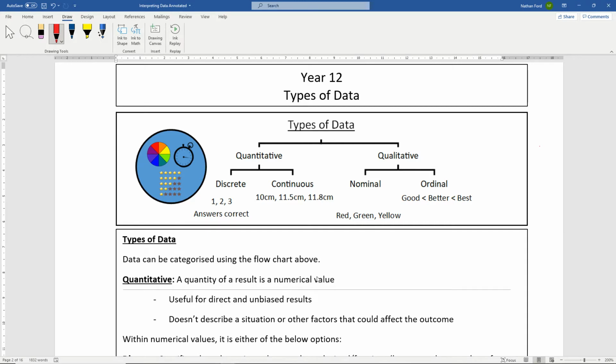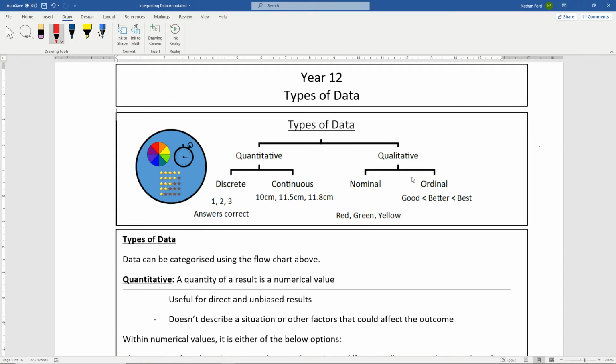The other one is that we've got qualitative data. Now, qualitative data is where we're talking about a quality. So if I wanted to talk about a quality of a person, I could say they're good, they're bad, they're a very happy person, they're a very sad person. I'm less likely to talk about numbers here. So that's why qualitative data is when we're talking about words. So that's your first two main types. Now, you would have learned that in the earlier years, but that is a nice little recap.